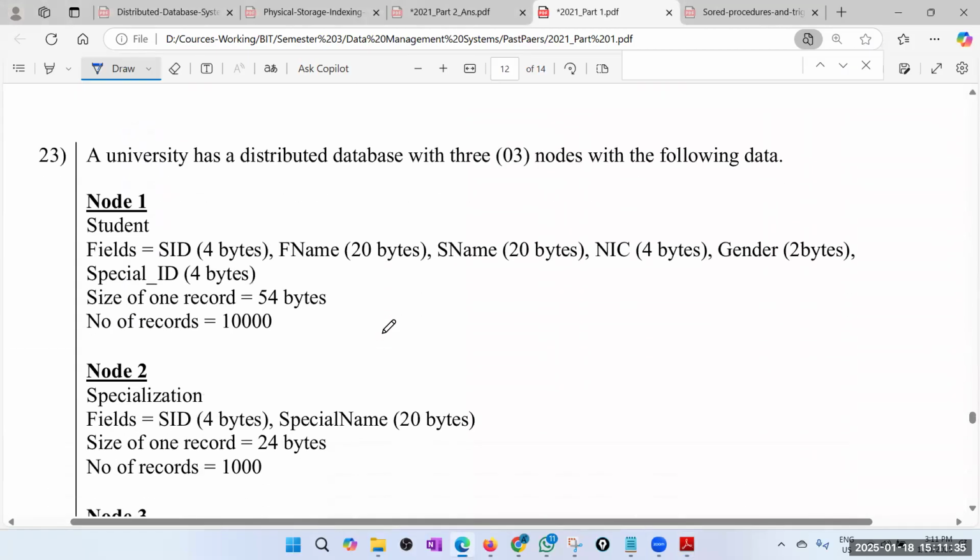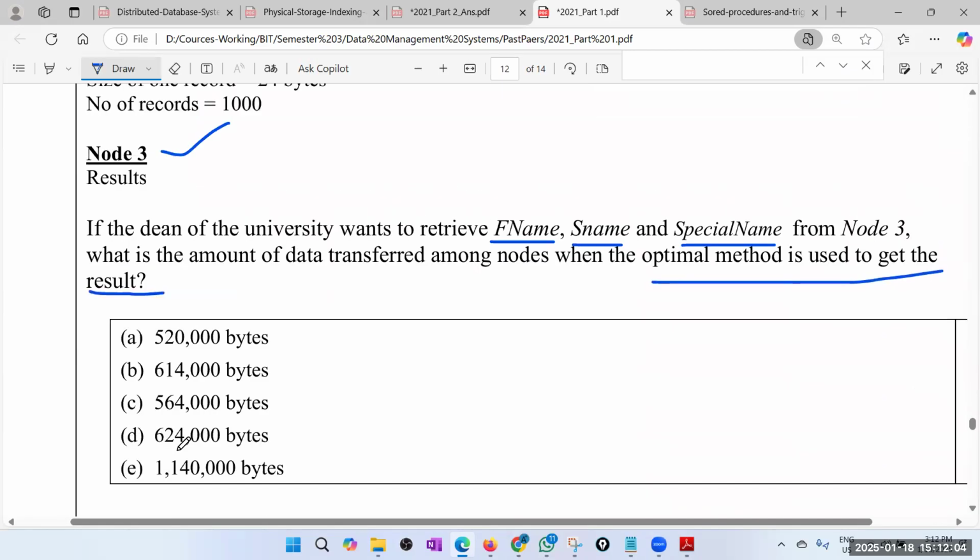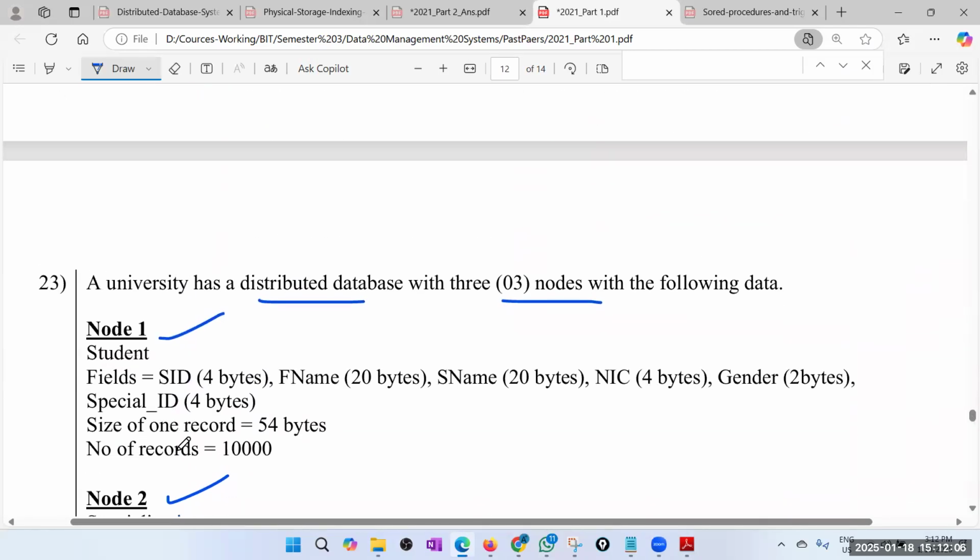Question 23. A university has a distributed database with 3 nodes with the following data. Node 1, node 2, node 3. If the dean of the university wants to retrieve F name, S name, and special name at node 3, what is the amount of data transferred among the nodes when the optimal method is used to get the result? Optimal method, okay?